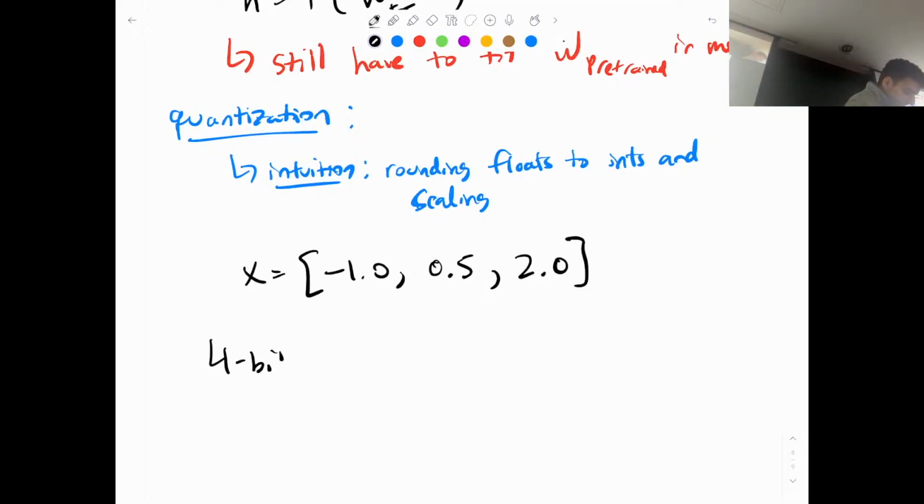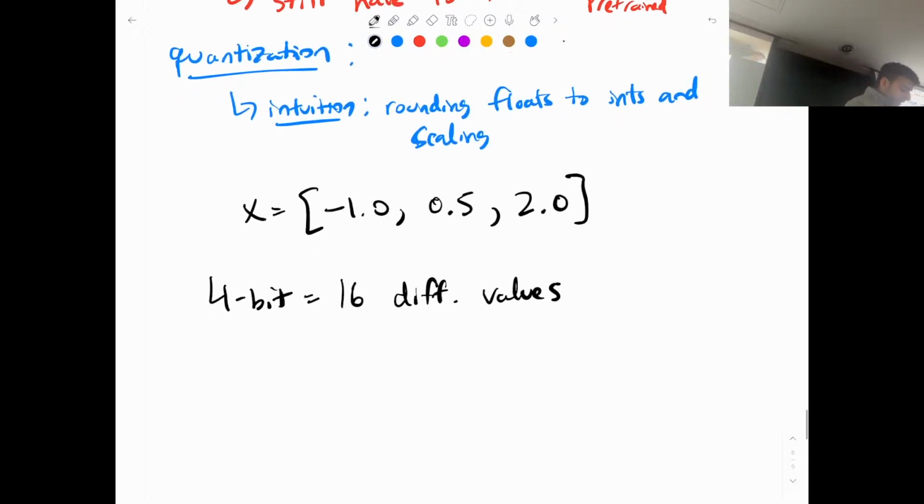So 4-bit has 16 different values for each parameter. And so obviously we can't really store these current vectors in int form, so we have to do some rounding and some scaling in order to achieve that. So first we've got to choose some range of values. So for int4 we have the integers from 0 to 15. And we want to get all of our parameters assigned to one of these 16 integers.